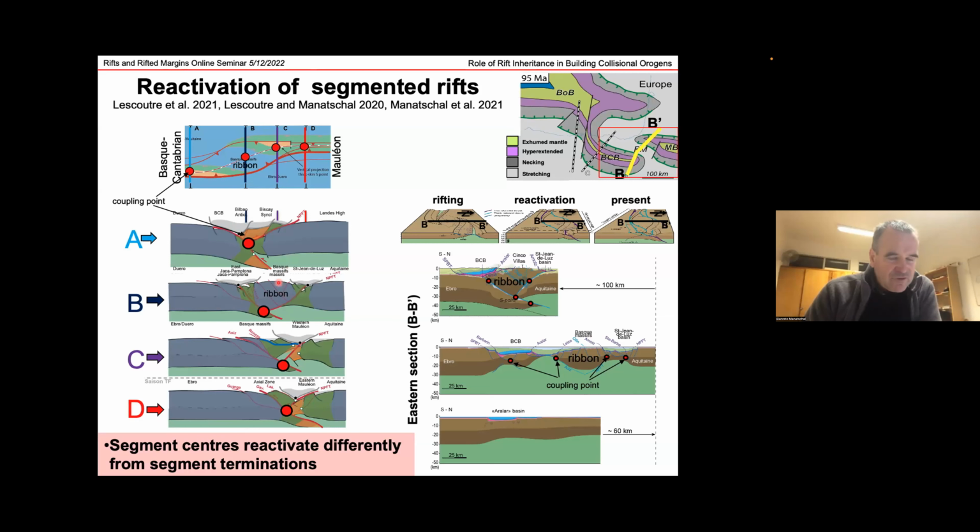And there is an interesting point that the thrusts that are in the Mollo try to link up with the thrusts that are in the Basque-Cantabrian Basin. And by doing so, the hyperextended domain and the mantle become part of the hanging wall of the thrust, therefore stay back in the orogen. And this is the way that we can understand why we have exhumed mantle and hyperextended domains that stay back in the orogen.